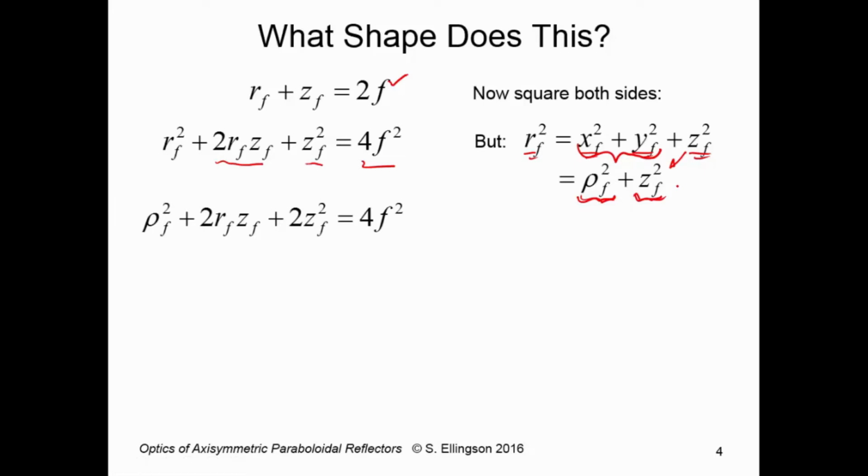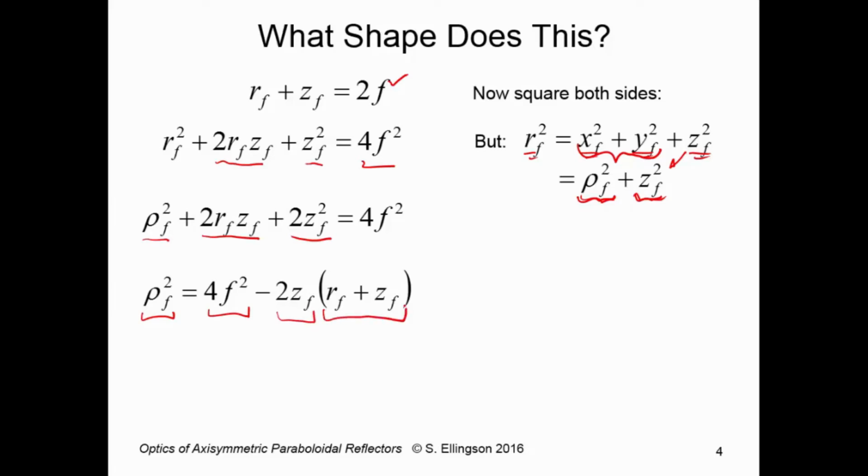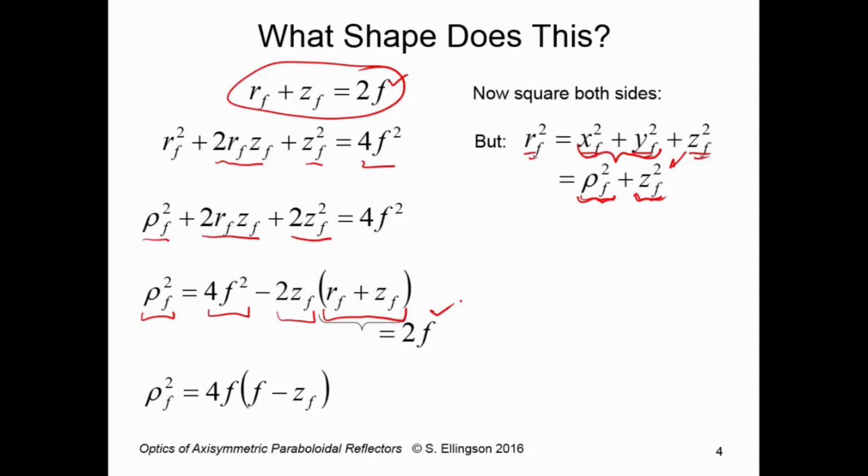That gives us on the left rho sub f squared plus 2 r sub f z sub f plus z sub f squared. Now we can reorganize factors. So on the left, we have just rho sub f squared. On the right, we have 4f squared minus 2z sub f, which we've pulled out, and then the quantity r sub f plus z sub f. And we've already established that this quantity in parentheses should be 2f, so we can make that substitution. So now we have rho sub f squared equals 4f times f minus z sub f.